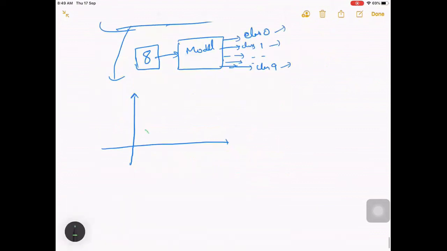So you have crosses, you have zeros, and let's say you also have some triangles.